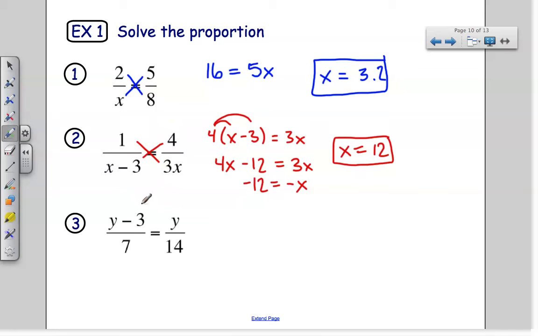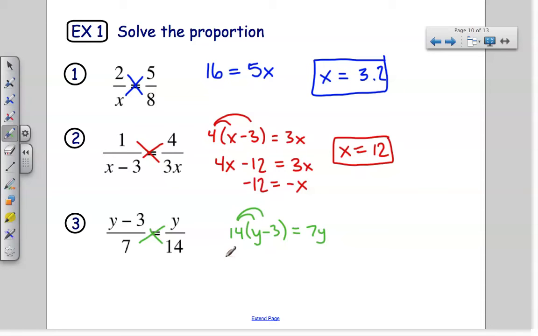Alright, one more example where again I have to be careful. There is a quantity, there are invisible parentheses here around this y minus 3. So when I do 14 times that y minus 3, I better put it in parentheses. It is a quantity. And that would equal my other cross product, 7 times y.